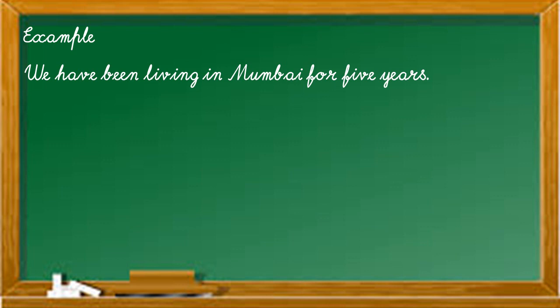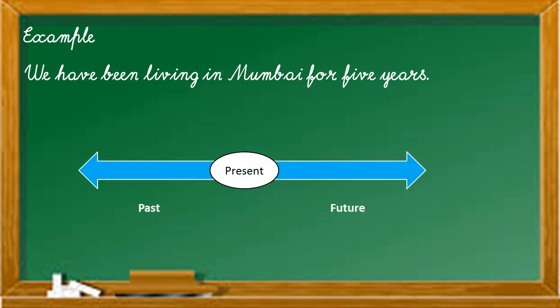Now look at this example. We have been living in Mumbai for 5 years. Let us understand this example with the help of a timeline. Here in this sentence, the action of living in Mumbai began in the past. That means 5 years ago. It continued through the 5 years, and the 5 years period gets over at the time of making the statement. That means to say that an action started in the past, continued in the past, and has ended at present.